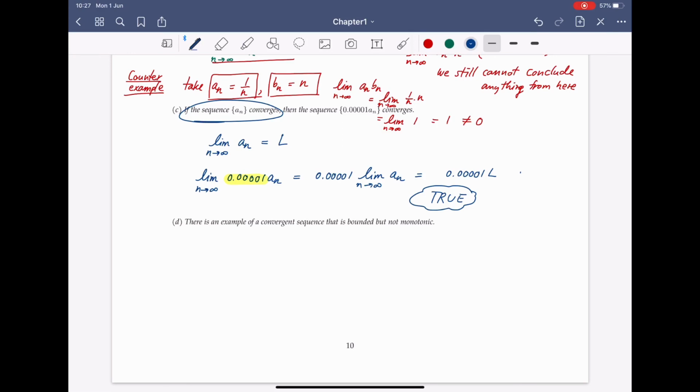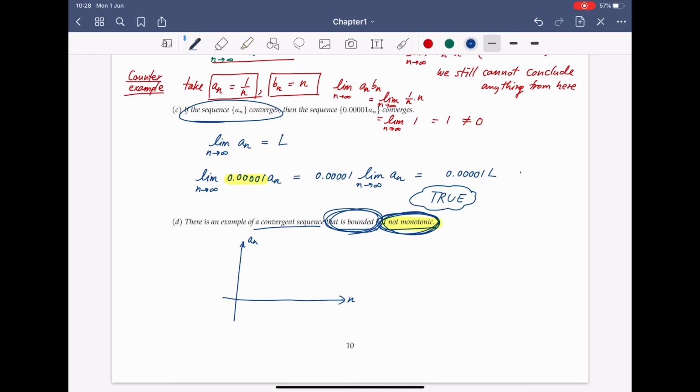So let's look at the last question here. Give an example of a convergent sequence that is bounded and not monotonic. So can you find that? So let's draw a picture. We need a sequence that is bounded and also not monotonic. So let's start by looking at not monotonic first. We want a sequence that is not monotonic.